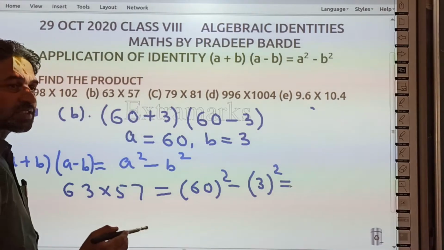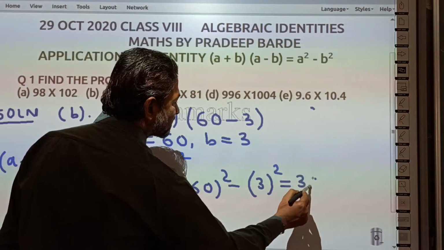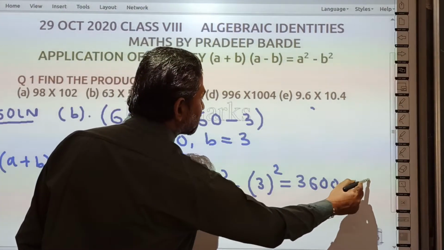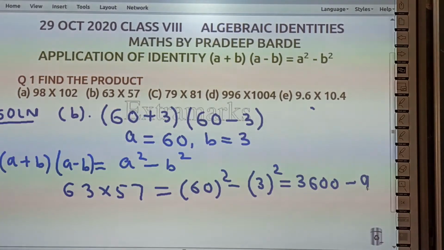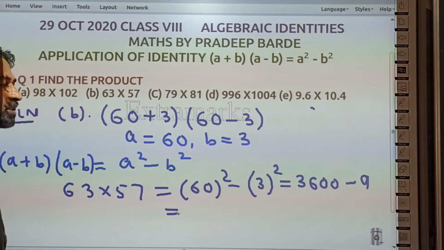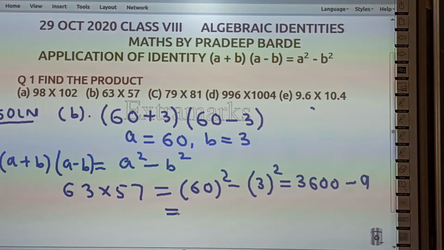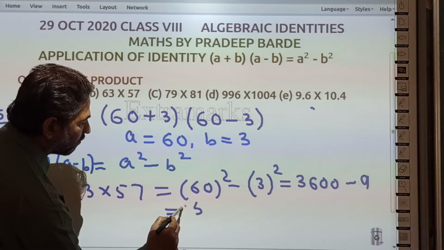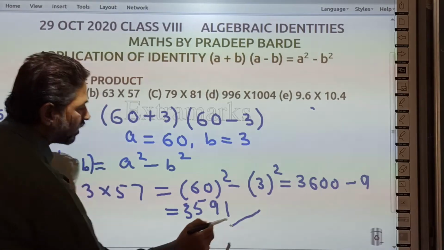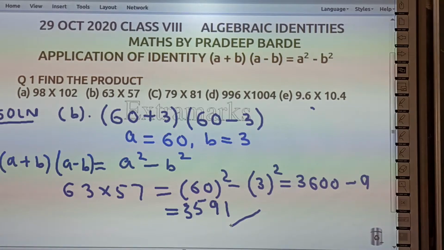Now 60 square is 3600, minus 3 square is 9. So when you subtract 3600 minus 9, you will get 3591 as the answer. You can check the product just by simply multiplying it. 3591.